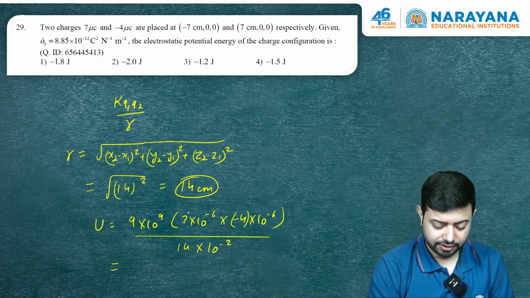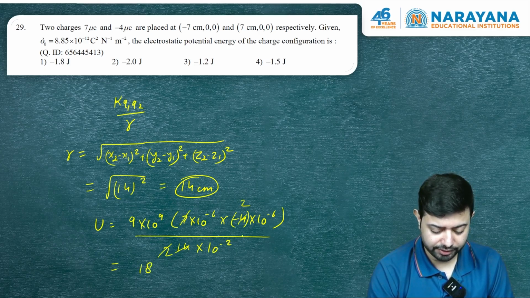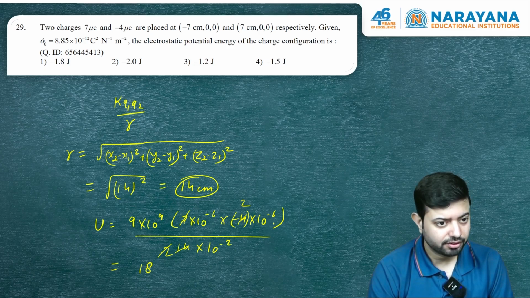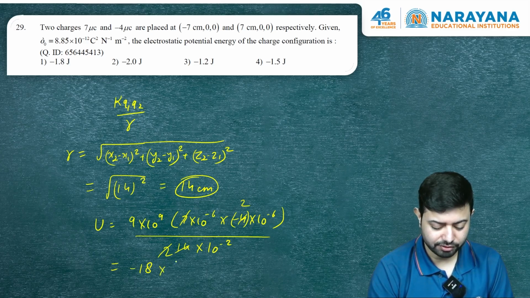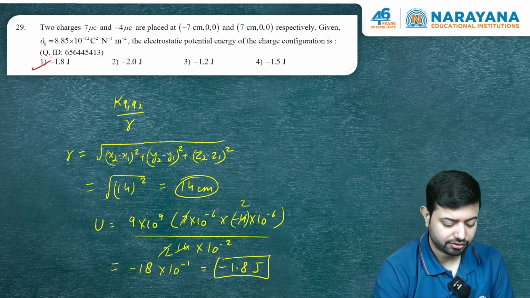Let us simplify it. 7 ones are 7, 7 twos are 14, 14 divided by 14 gives 1, okay. 9 twos are 18 and 10 to the power 9, 9 minus 6 is 3 and then 3 minus 2 is 1. So, 18 into 10 to the power minus 1 is minus 1.8 joule. So, that is the answer. So, which option is matching? It is the first option.